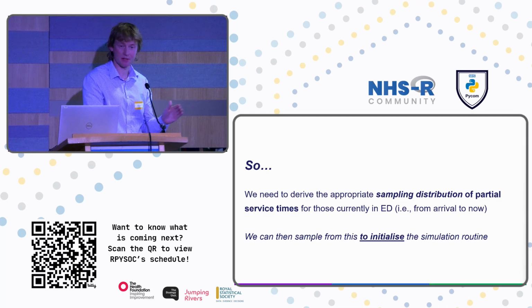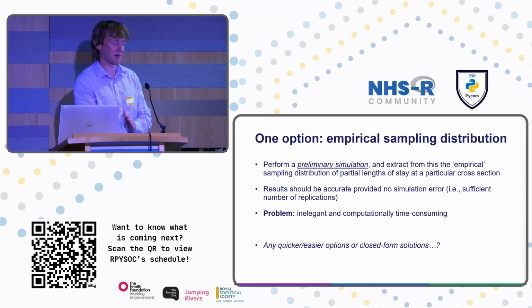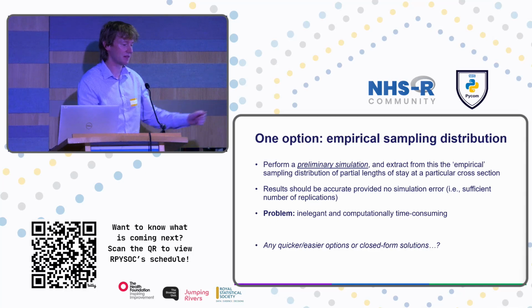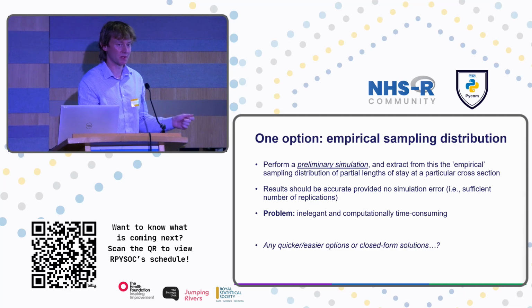So the starting point of the simulation is ideally as unbiased and as accurate as it could possibly be, obviously, given that we don't know the individual times exactly. So one option is to just perform an initial simulation before the main simulation. Let that simulation run in steady state, and then extract from that at a cross-section the partial service times for those that are in occupancy at that cross-section. This is fine, and it will give an accurate answer provided you don't have any simulation error, so you've done enough replications, 1 million or 1,000, whatever it might be. But the problem is it's very inelegant, and it's computationally time-consuming to do this.